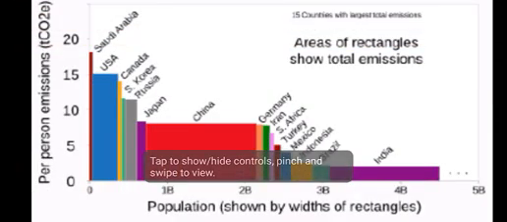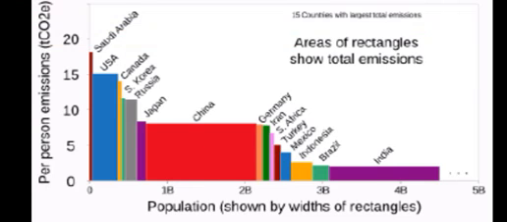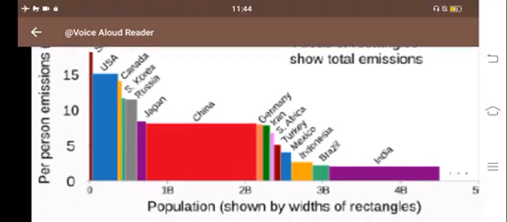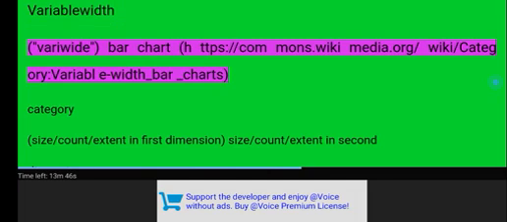Variable-width bar chart relating population along the x-axis, per person emissions 1990-2018 along the y-axis, and total emissions as the area, the xy product of the values. Wikimedia.org/wiki category, variable-width bar charts.